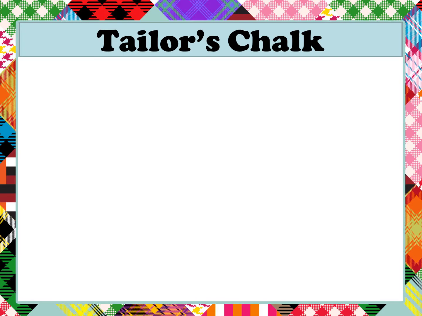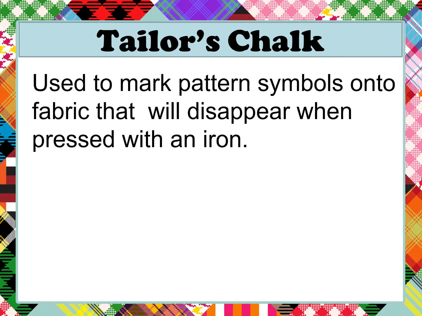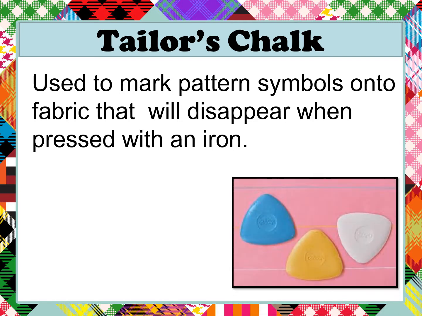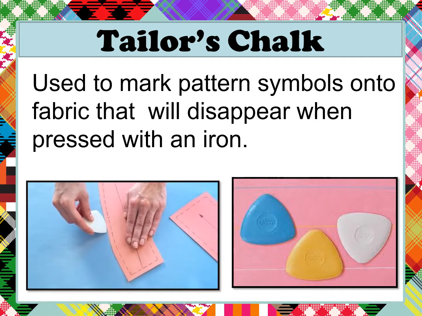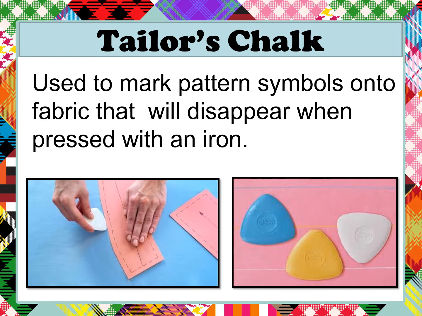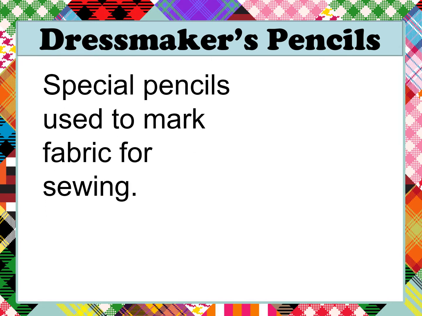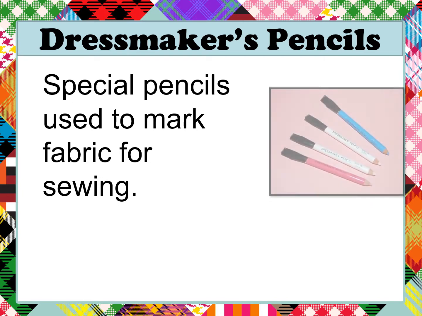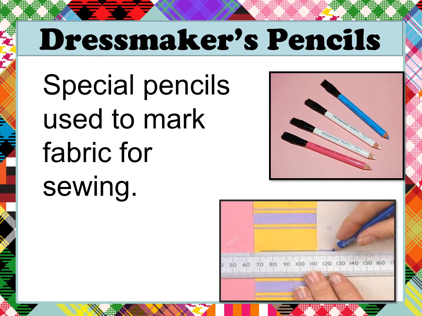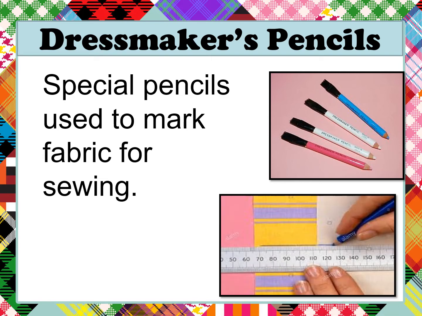Now let's look at the tailor's chalk. It is used to mark pattern symbols onto fabric and will disappear when pressed with an iron. The tailor's chalk comes in triangle or rectangular shapes. Let's look at dressmaker's pencil. They are special pencils used for marking fabric for sewing. They are also in many different colors. The pencils carry a brush at the top, which is used for brushing away mistakes that you have made.